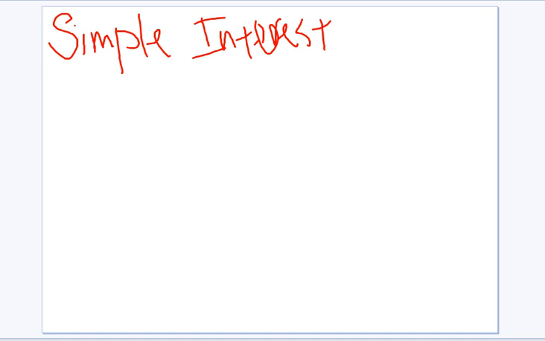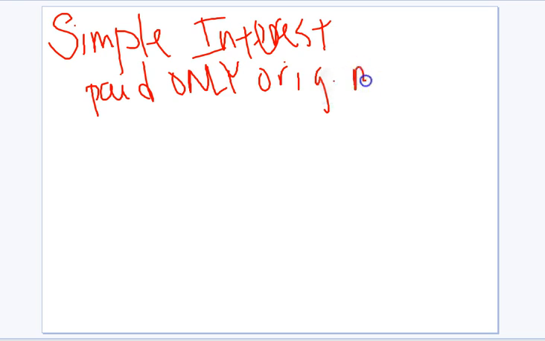Okay, so when we talk about simple interest, we're talking about interest paid only on the original amount. Okay. So let me explain what that means using a table here.